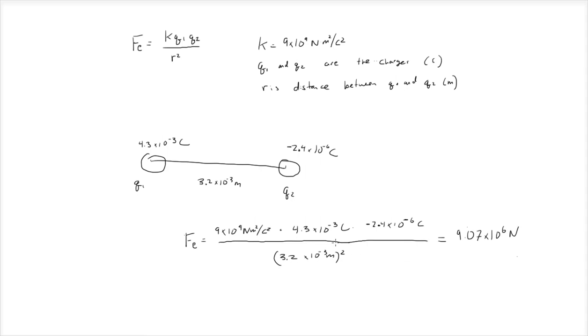Remember just with the units here that I've got 1 Coulomb here and 1 Coulomb here, and they cancel out with the 2 coulombs here. And then I have meters squared here, which cancels out with the meters squared here. So I'm left with newtons.